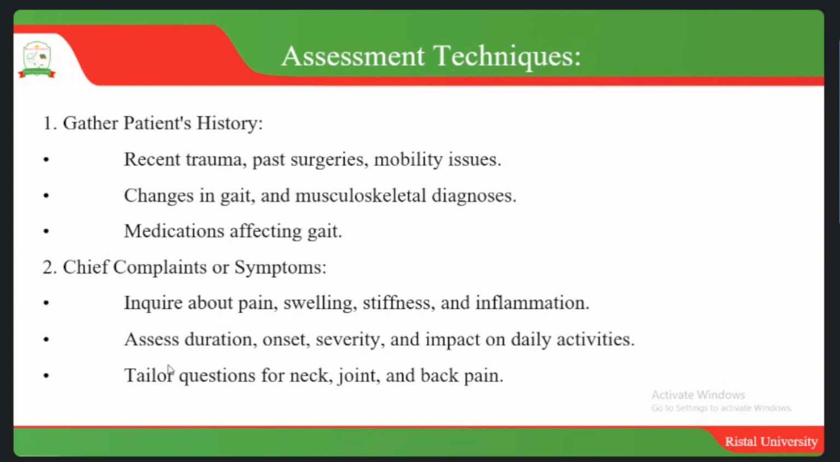Inflammation is also related to the musculoskeletal system, so you need to find out. Then assess the duration. When did it start? How long has it taken? The onset is when it started, the duration is how long it has taken, and the severity of the condition, either the inflammation, the swelling, or the pain. And also you need to know the impact on daily activities. Is the patient able to carry out his daily activities? And if he's not able, then what could be the reason? Those are the things you need to find out from your patient. These questions should be tailored for the case of the neck, the joints, and also back pain.